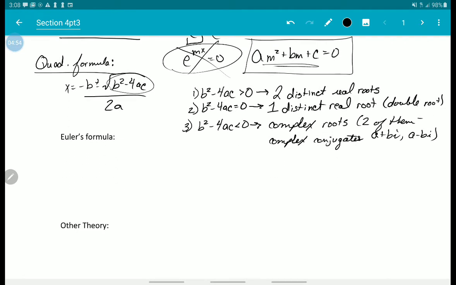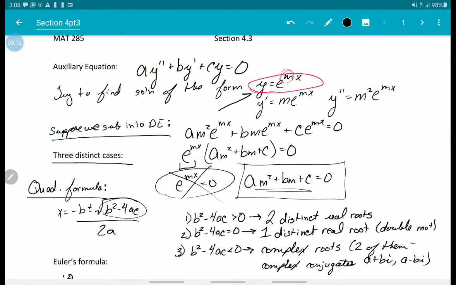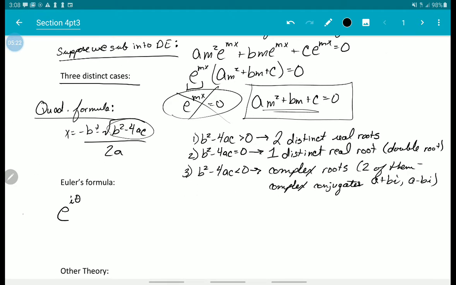In the case of complex roots, we could use something called Euler's formula. So if we have a complex root for that m value, remember that everything's going back to what we're assuming that solution would be, which would be exponential. Then that means we're going to have an i up here in that exponent. And we could rewrite that in terms of sines and cosines using Euler's formula. And Euler's formula says e to the i theta equals cosine of theta plus i sine of theta.